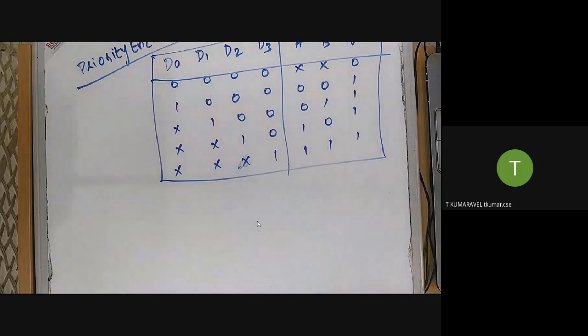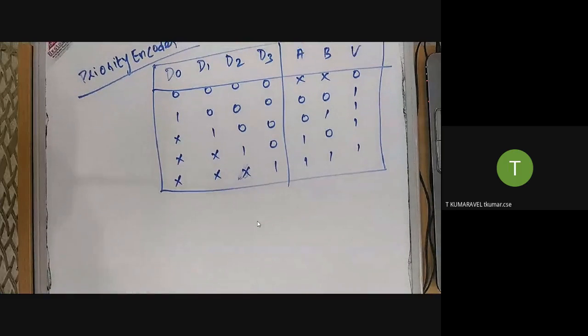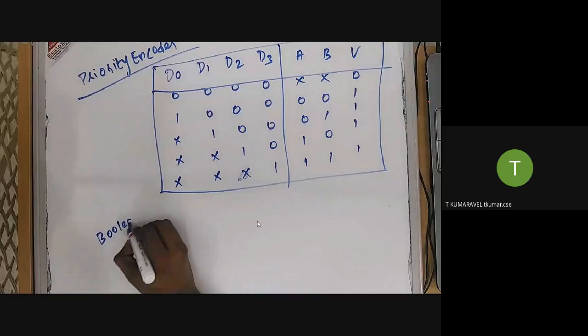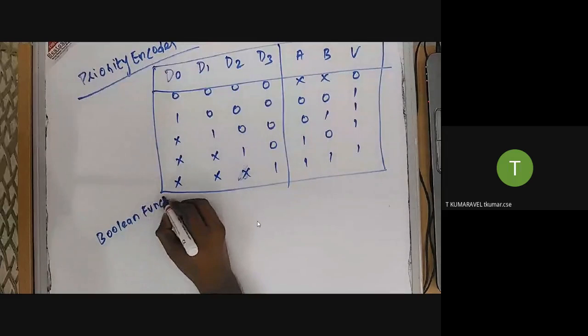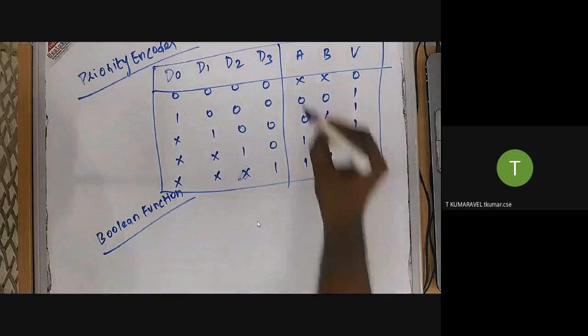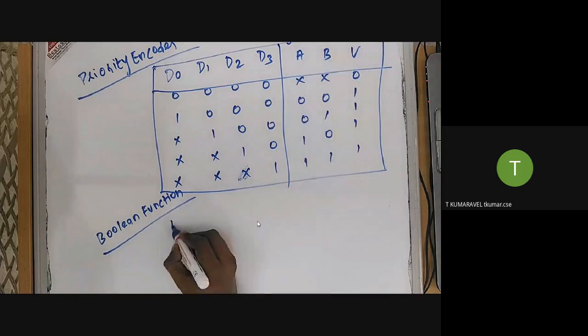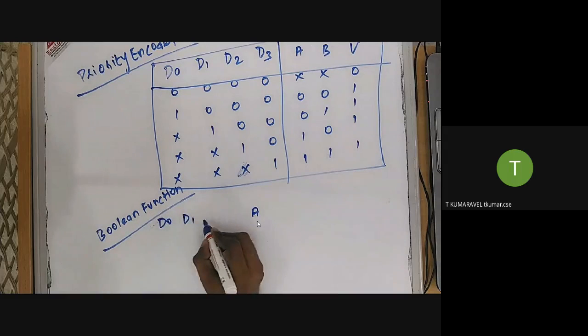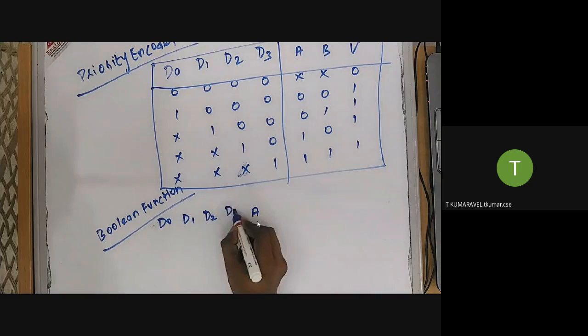So now I want to form a Boolean function. While forming the Boolean function, you take the output parameters. Here three outputs are there, namely A, B, C. First, I'm going to consider A. So for that, I'm going to generate the Boolean expression. D0, D1, D2, D3.